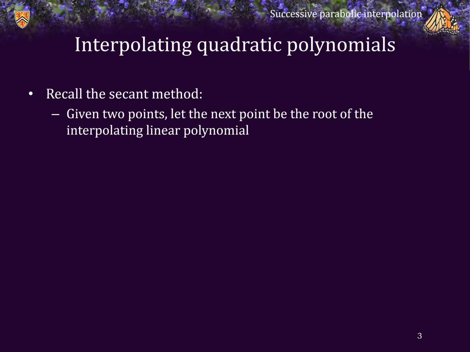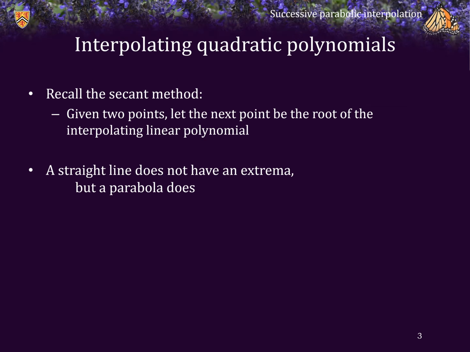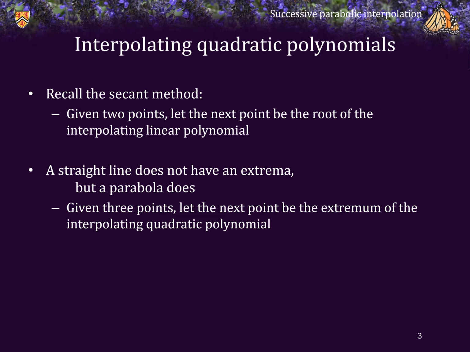Recall the secant method. In this method, given 2 points, we let the next approximation of the root be the root of the interpolating linear polynomial that passes through these 2 points. Well, a straight line does not have an extrema. However, a parabola does. So, given 3 points instead of 2, let the next point that is approximating the extremum of the function be the extrema of the interpolating quadratic polynomial of those 3 points.